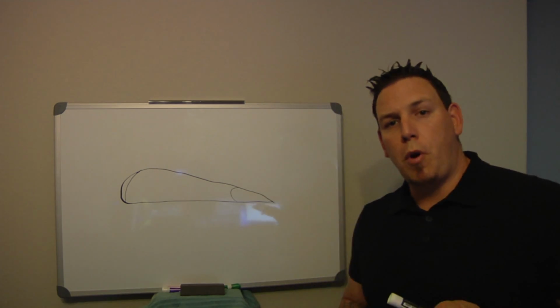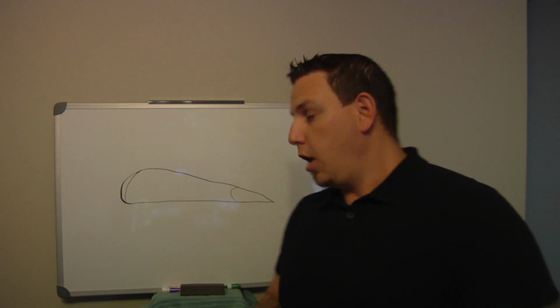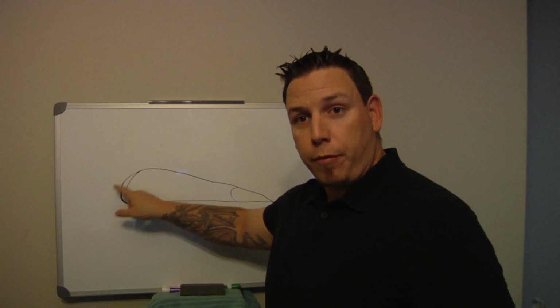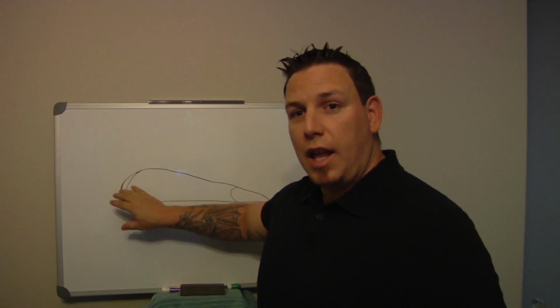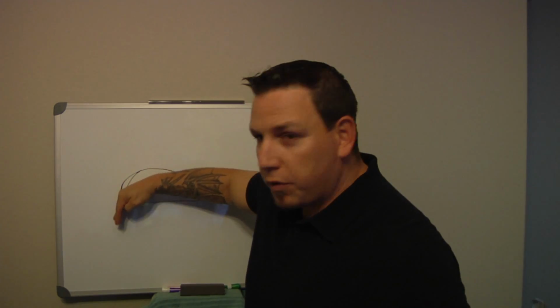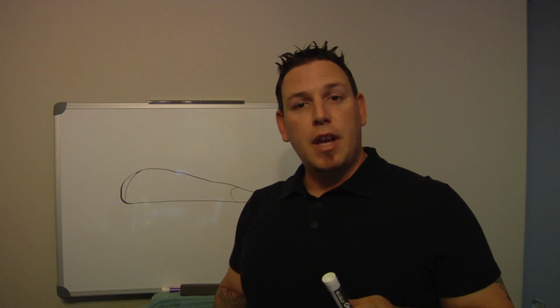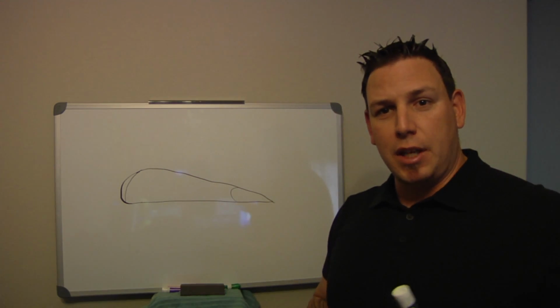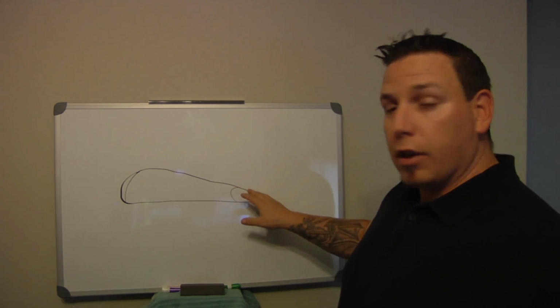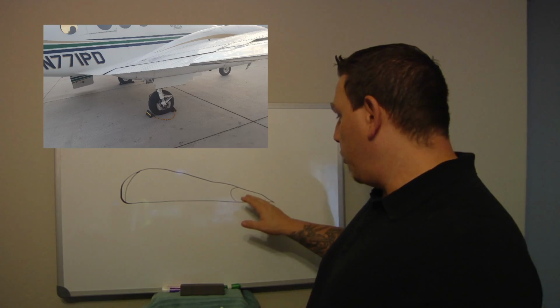Alright, so there's two more parts of the wing that can provide lift. On the leading edge of the wing, or the front of the wing, you have what we call slats. This piece right here moves forward, creating more surface area, thus creating more lift. And the second one, which most of you have probably seen in real life, is on the trailing end of the wing, and it's called the flaps.